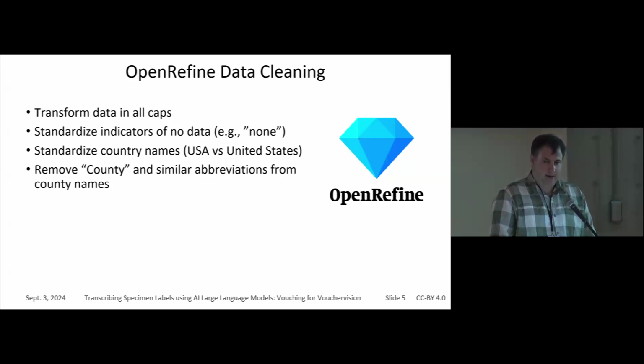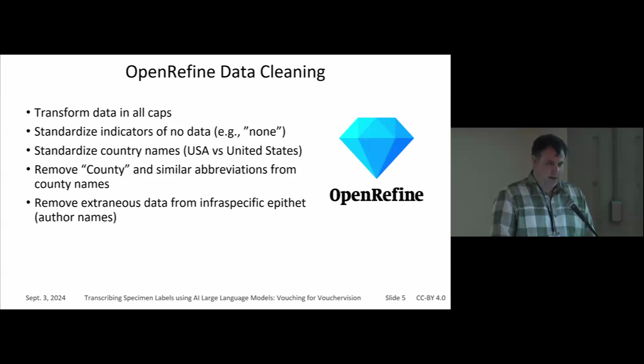We standardized some locality names, particularly country. So labels have diverse ways of writing the same country. And so we tried to make them all the same and match them up with our database. And then finally, we had a lot of extraneous data from some models in the infra-specific epithet field that we asked for. And so it specifically tended to put taxonomic authors in there. And so we wrote a regular expression to try and clean that up. And that was about it.